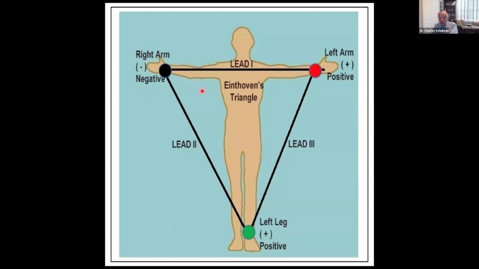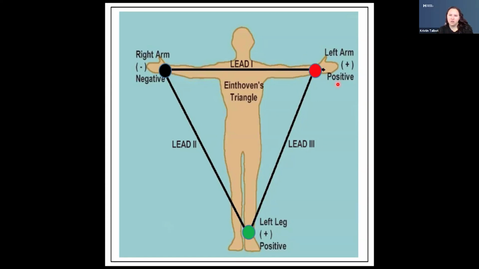These are bipolar leads, so there's a positive and a negative. Lead 1 is negative in the right arm and positive in the left arm. Lead 2 is negative in the right arm and positive in the left leg. Lead 3 is negative in the left arm and positive in the leg. So in lead 1, for example, if you have a positive deflection, that means the impulse is traveling toward the left arm.